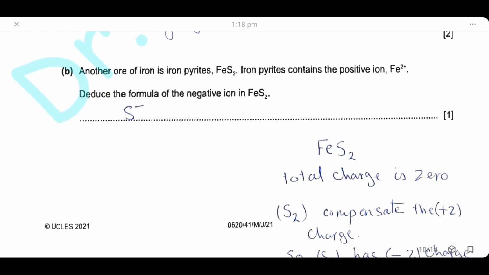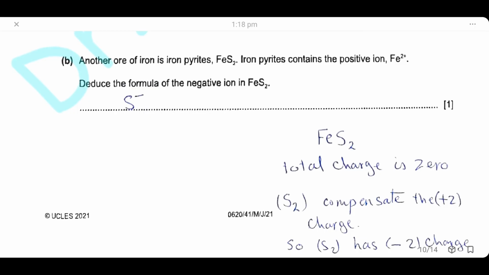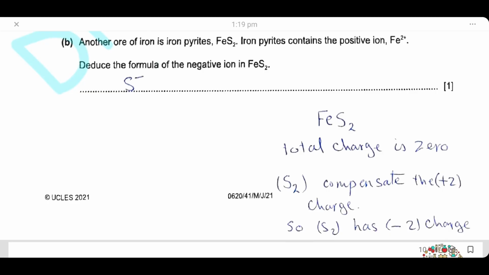FeS2 is a molecule. It has no charge. Total charge is 0. So the S2 should balance or compensate the +2 charge of iron. So the S2 has a charge of -2 to balance the positive charge of iron. So one S ion has a charge of -1.